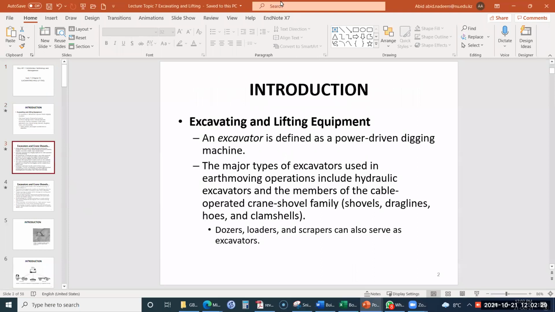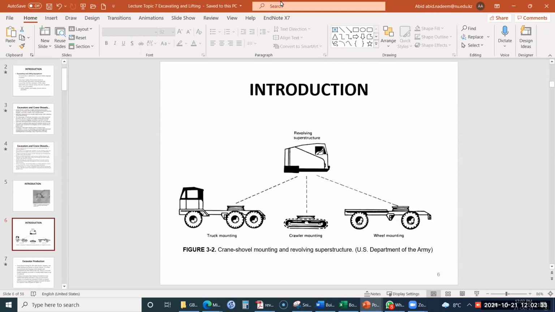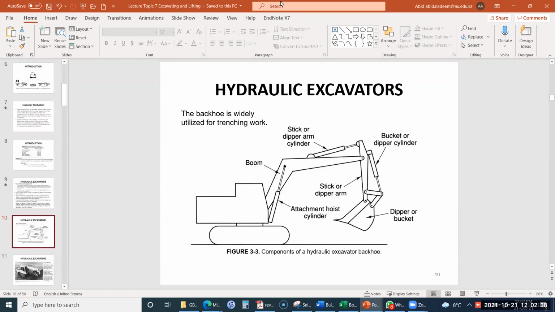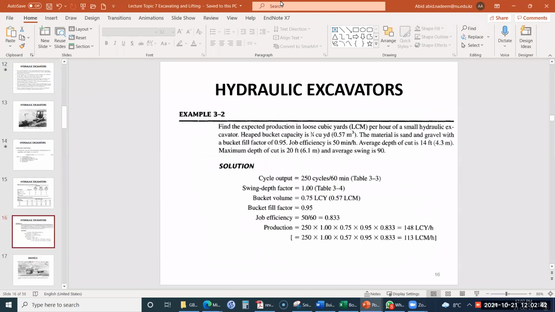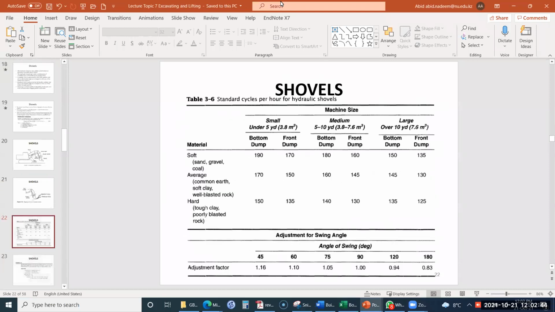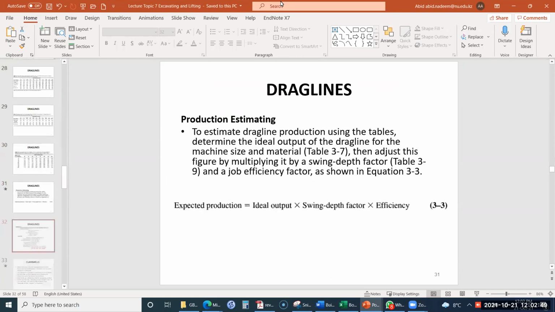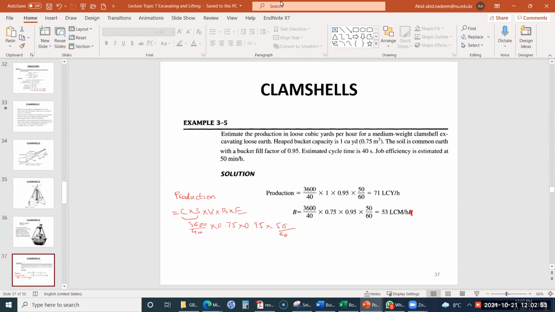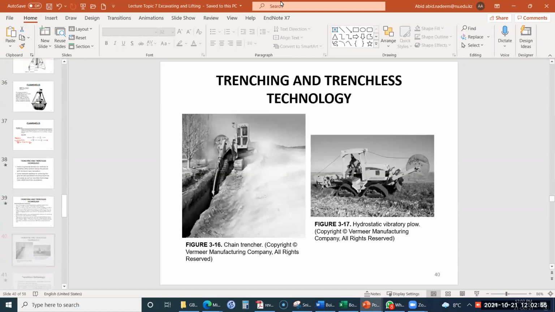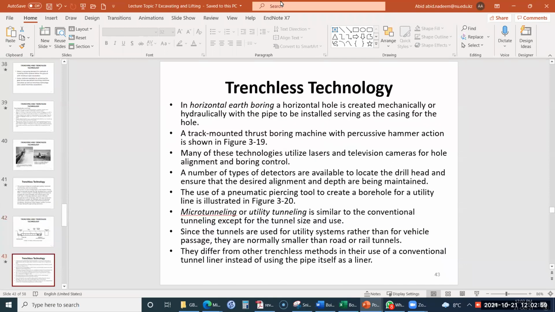Yeah, welcome to the class. So we will continue our topic, which we started last week, excavator. So we covered up to, let me go, drag lines. We have already covered clamshells. And then we were talking something like about trenchless technologies.